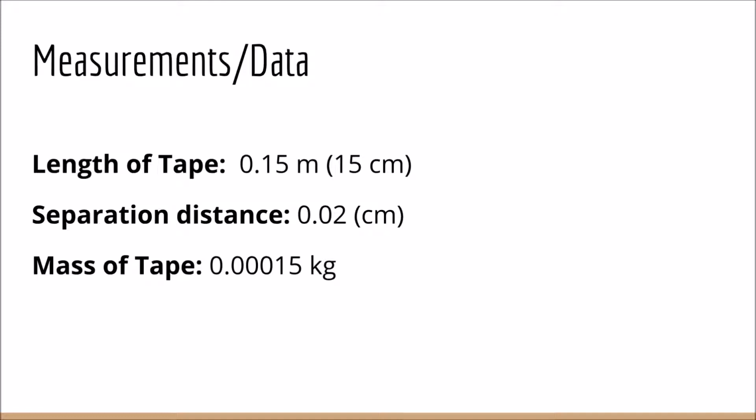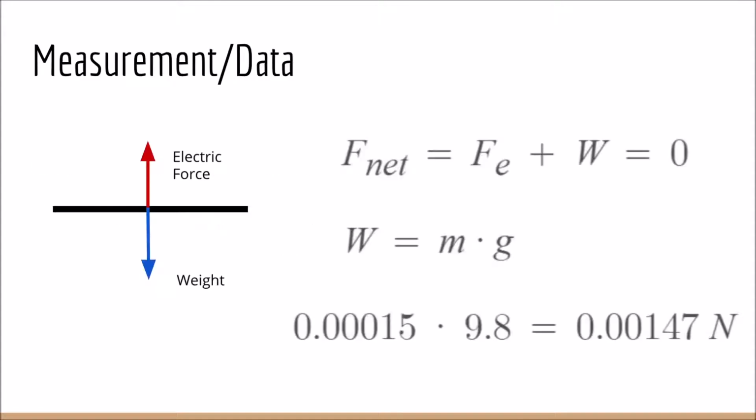For the measurements, I have the length of tape, which is 0.15 meters, the separation distance as 0.02 meters, and the mass of the tape as 0.00015 kilograms. These calculations are the same ones from Lab 1, to calculate the charge of the top tape using the point charge approach. Here, again, according to Newton's second law, the F net, which is 0, is the sum of all the forces, which is the electric force and the weight, which we determined to be 0.00147 newtons.